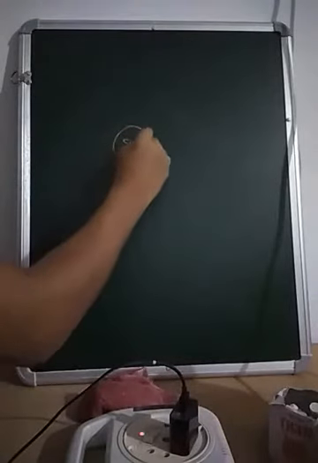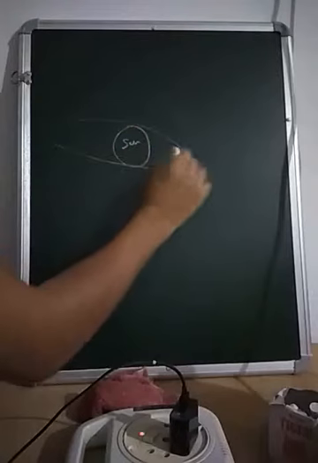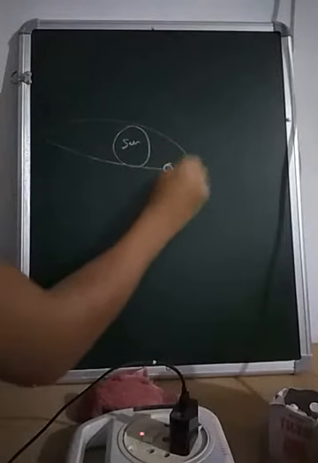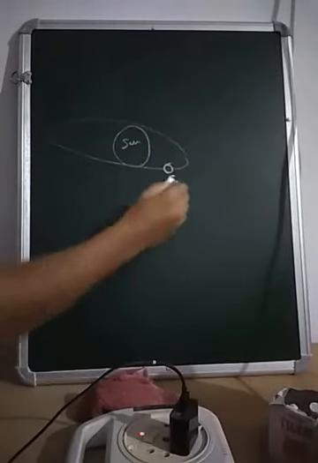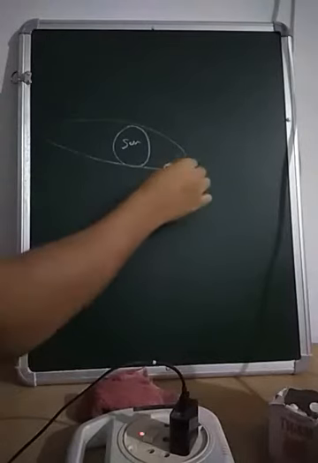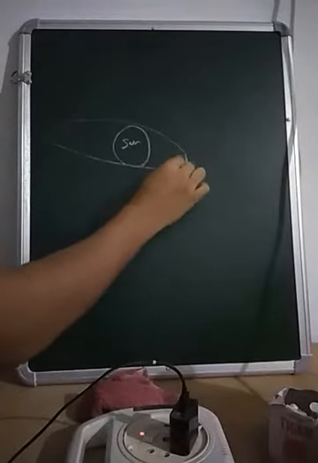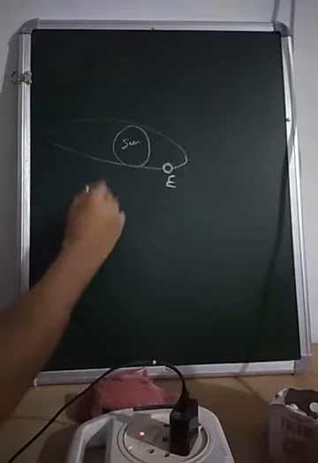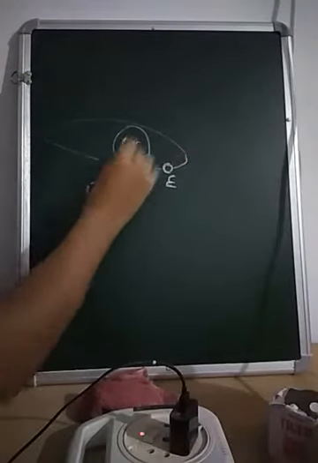Similarly, in case of our solar system, the Earth is moving around the Sun, this is the Earth, and here the centripetal force is due to the gravitational force between Sun and Earth.